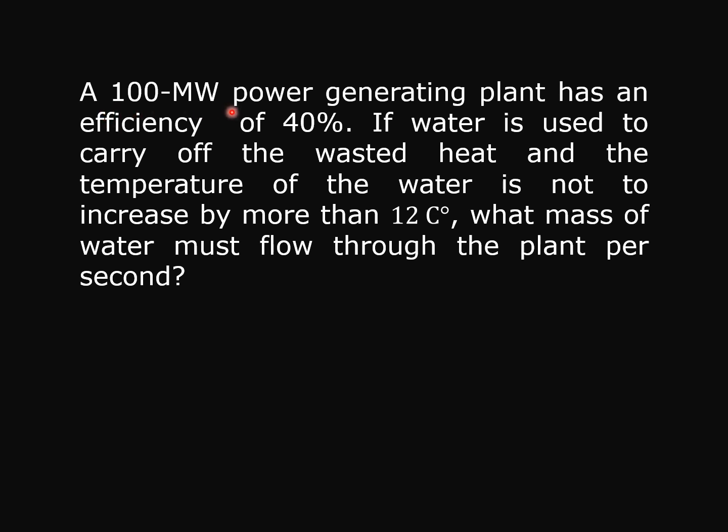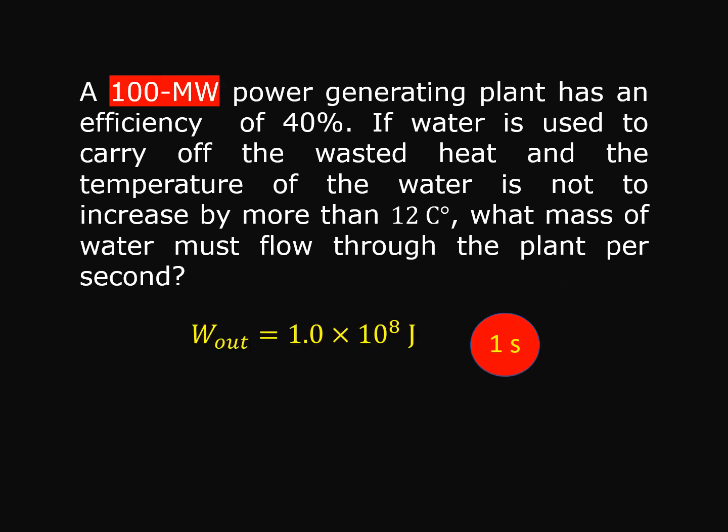A 100 megawatt power generating plant has an efficiency of 40%. If water is used to carry off the wasted heat and the temperature of the water is not to increase by more than 12 C degrees, what mass of water must flow through the plant per second? The 100 megawatt of power is the power generated by the plant. So the output work is equal to 1.0 times 10 to the power of 8 joules in 1 second.